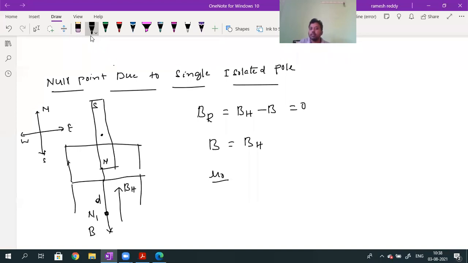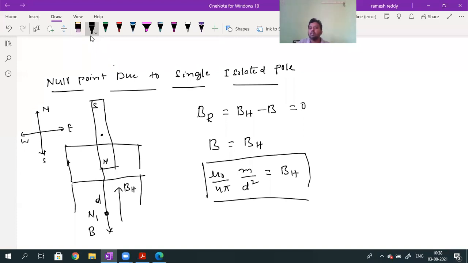Then what is the formula for B? B is given by mu naught divided by 4 pi into M divided by D square, which will be equal to BH. What is M there? The pole strength of the north pole. So this condition will be valid.